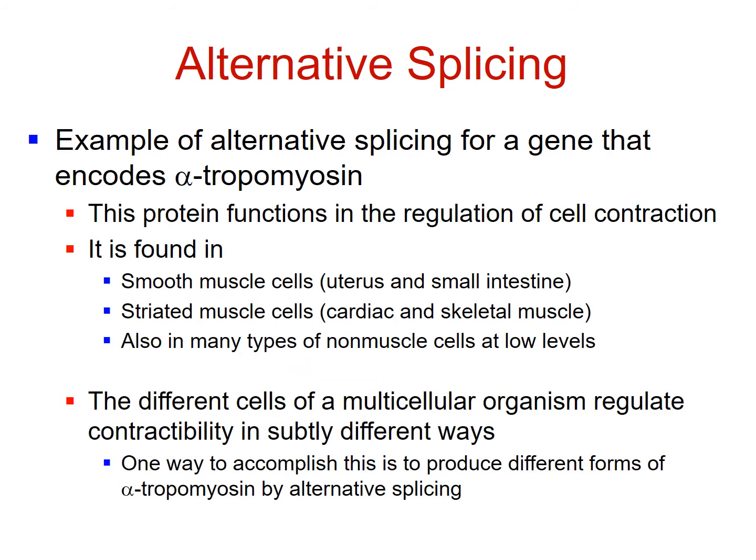So we'll talk about an example. The example is the gene that encodes alpha-tropomyosin. This protein functions in the regulation of cell contraction. It's found in smooth muscle cells, striated muscle cells, and it's also found in non-muscle cells at low levels. Now, the different cells in a multicellular organism need to regulate how they contract in subtly different ways. And one way to accomplish this is to produce different forms of this alpha-tropomyosin by alternative splicing.